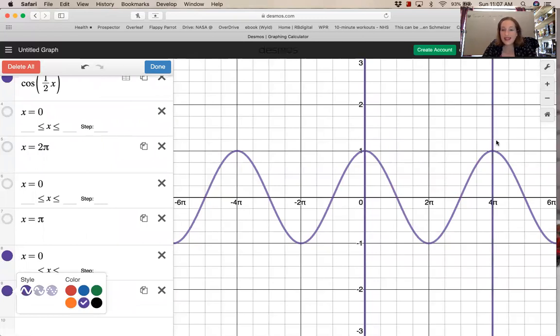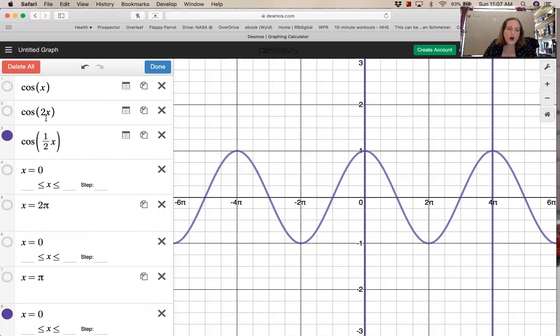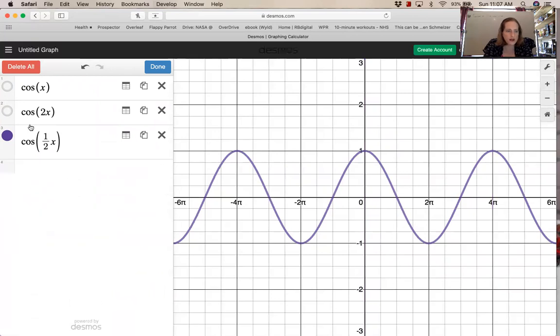So our period doubled. Remember that our original period was 2 pi. This has period 4 pi. So our function cosine 2x had half as big a period. Our function cosine 1/2 x had twice as big a period. See if we can do this for something else.